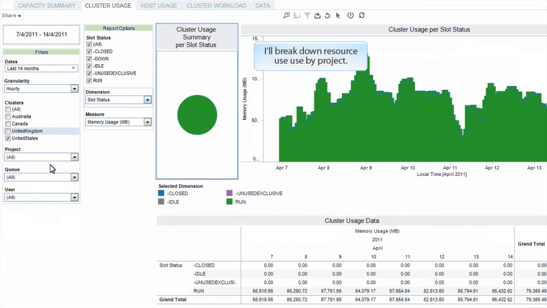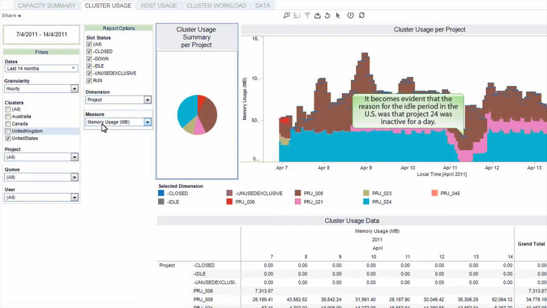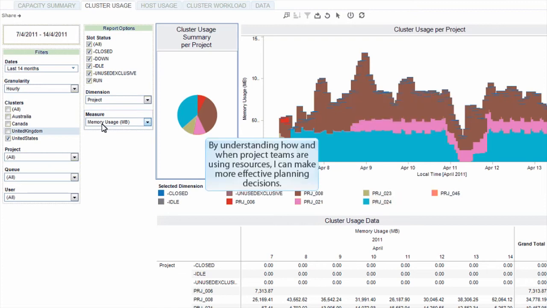I'll break down resource use, in this case memory, by project. Now I see a pie chart reflecting how the cluster usage in the US over the week was broken down by project. It becomes evident that the reason for the idle period was due to one of our more demanding projects, Project 24, being inactive for a day. Perhaps this is because of staff absences.